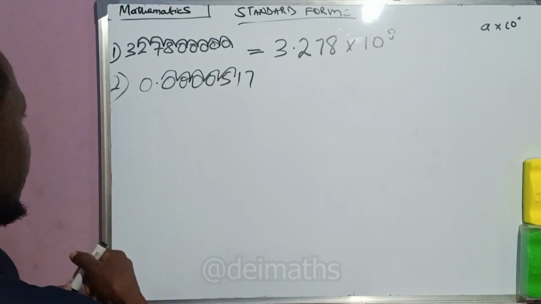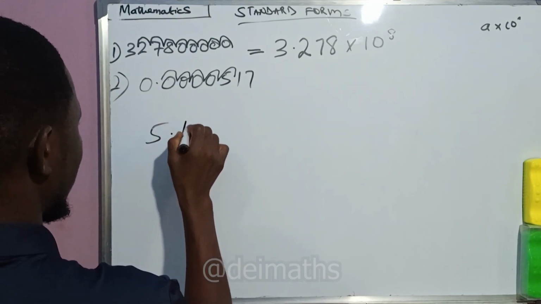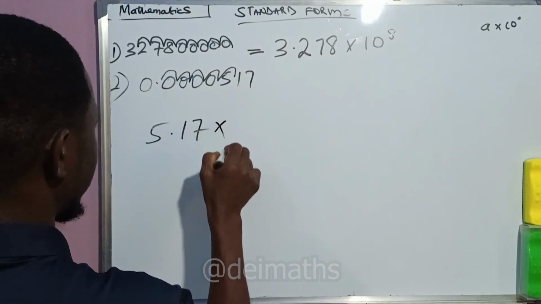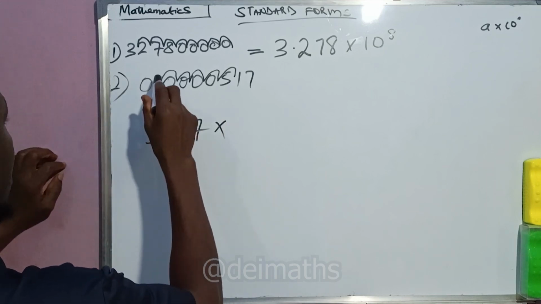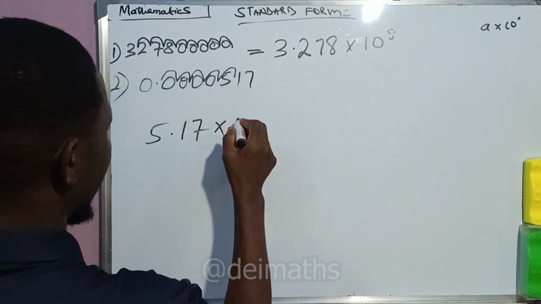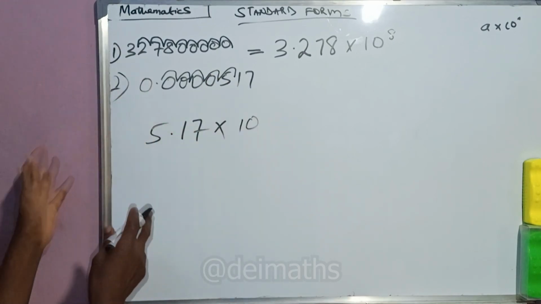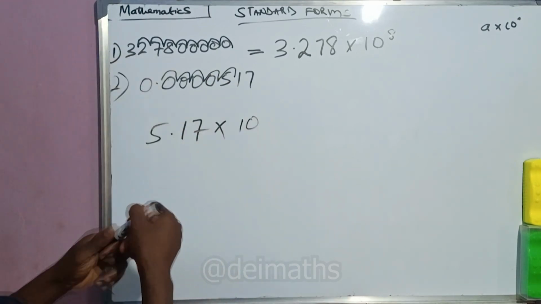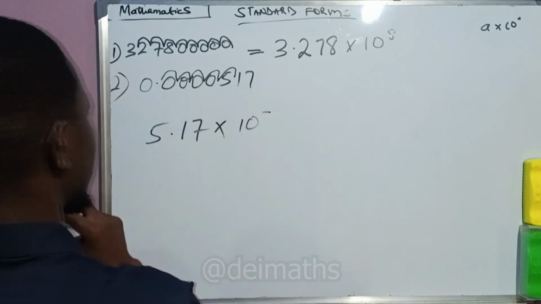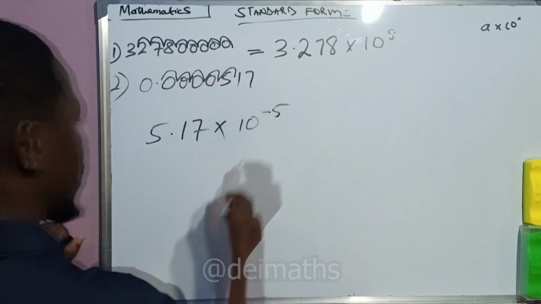So we have 5.17 times, how many did we get? 1, 2, 3, 4, 5. 10 raised to the power, because it is a decimal place and we count from left to right, we put negative. So 10 to the negative 5. That is it.